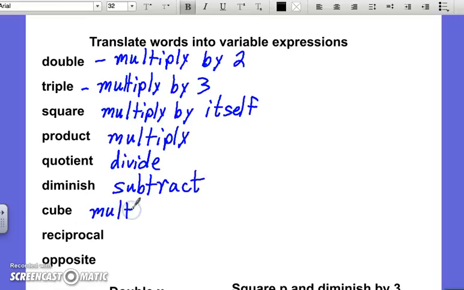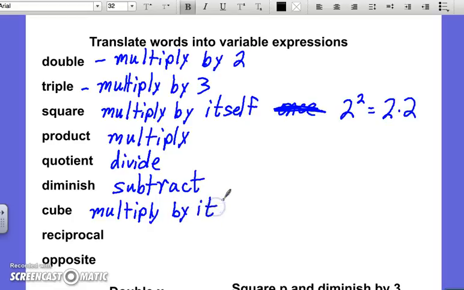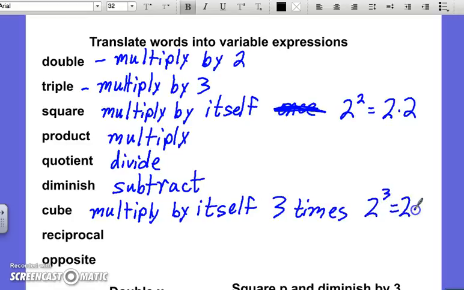This means, well, remember we had square up there. Square means to multiply by itself once, okay? So an example of 2 squared would be 2 times 2. That's squared. And this one's going to be 3 times, because that's what cube looks like. So 2 cubed would be 2 times 2 times 2. Okay? Reciprocal.